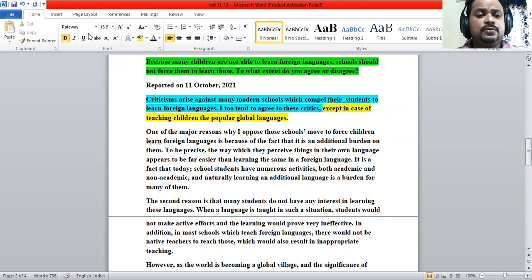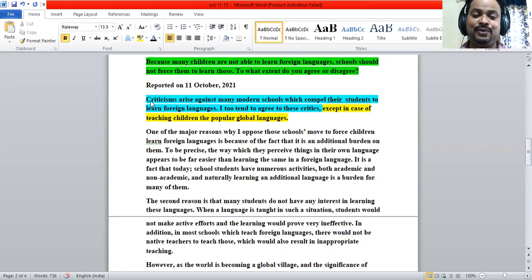Today we are going to summarize a particular task 2 question which is available on the screen, and this was reported on the 11th of October 2021. A very recent question. Because many children are not able to learn foreign languages, schools should not force them to learn those. To what extent do you agree or disagree? So this is the particular question that we are going to discuss.